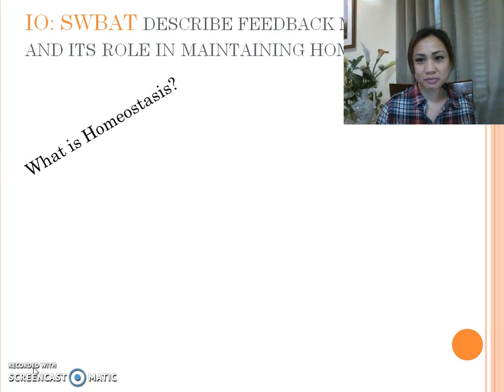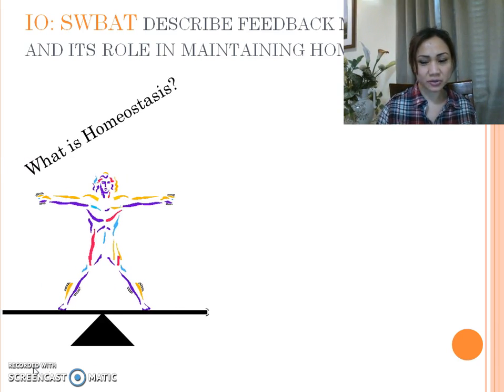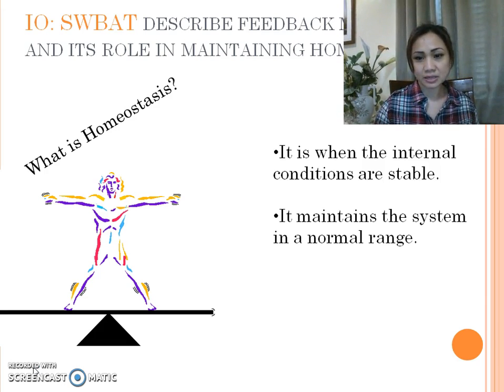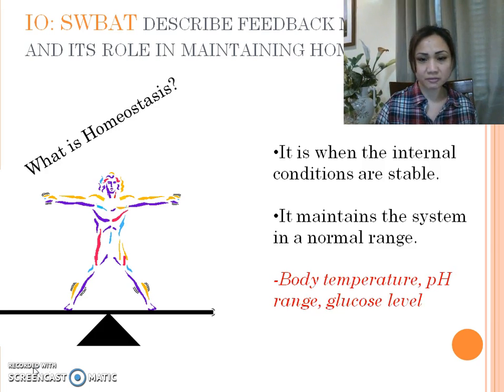We are going to start off by defining homeostasis. By definition, it's when the internal conditions are balanced and it maintains the system in normal range. We have very basic examples here: body temperature, pH range, and glucose level. Let's start off with body temperature.